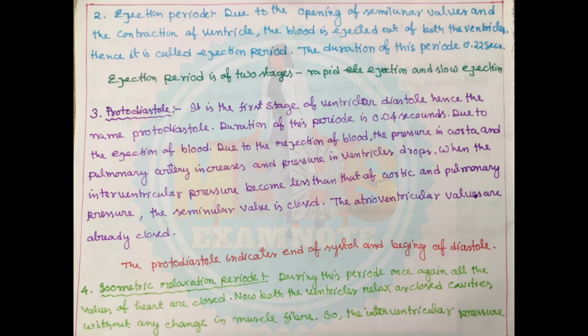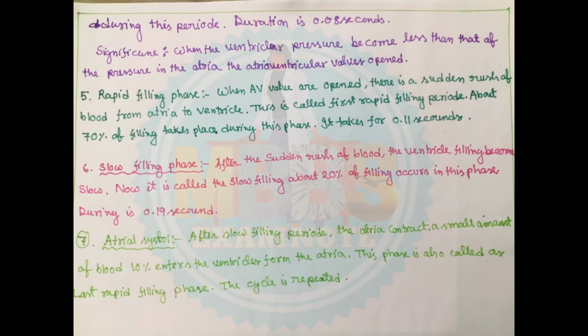Then the next phase is the isometric relaxation period. During this period, once again all the valves of the heart are closed. Now both the ventricles relax as closed cavities without any change in muscle fiber length. The duration is 0.08 seconds. The significance of this period is that when the ventricular pressure becomes less than the pressure of the aorta and pulmonary artery, the semilunar valves are closed.